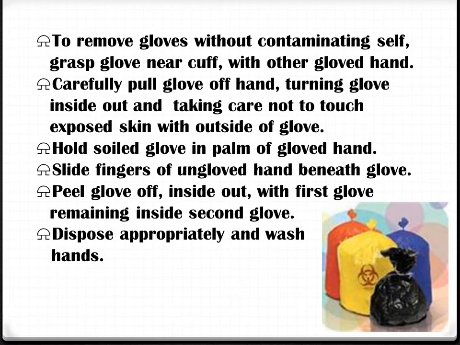To take gloves off without contaminating yourself, you'll grab a hold of the glove near the cuff with one gloved hand and carefully pull that glove off. That glove should turn inside out, so take care not to touch the glove to any exposed skin. Hold that soiled glove in the palm of your gloved hand, and then using your ungloved fingers, slide it inside the cuff and peel that glove off inside out. The first glove should remain inside the second glove. Make sure you dispose of it appropriately.